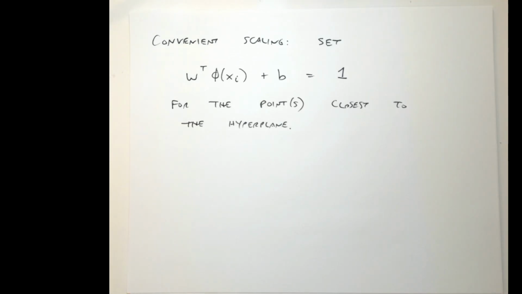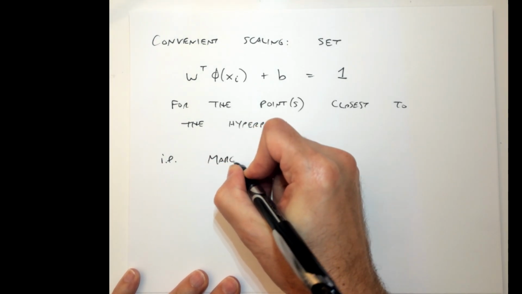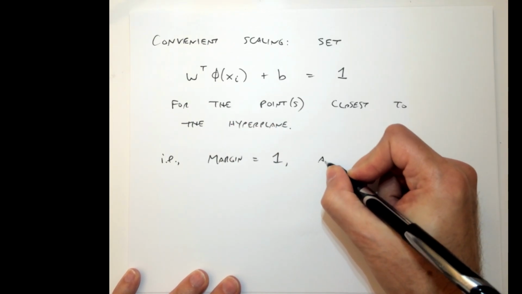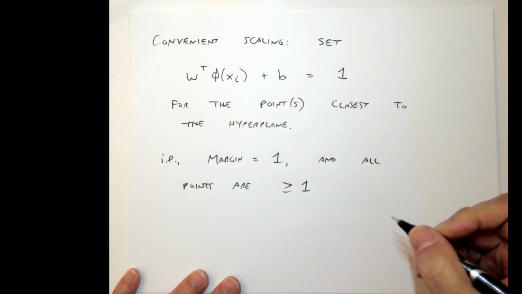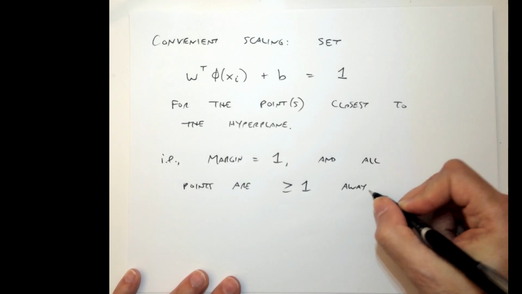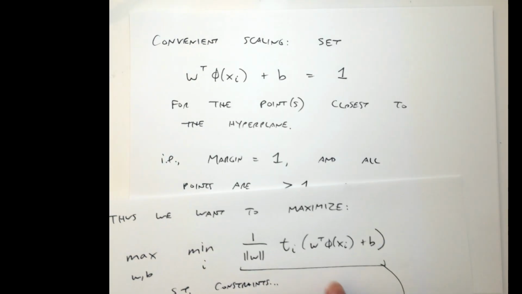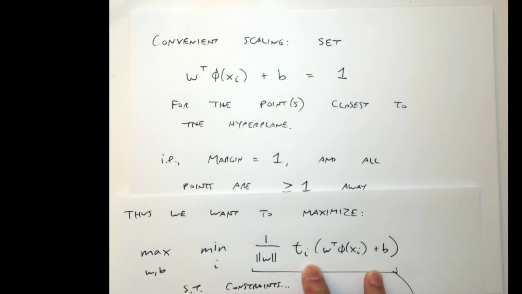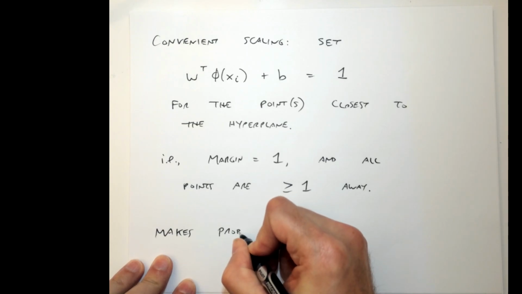That's like saying, I'm going to tell you that I want you to set this problem up in such a way that the margin equals 1, and all the points that are not on the margin are further away than 1, right? So that's like saying that the margin is equal to 1, and all points are at least 1 away from the line. That makes life much easier, right? Because what that means is that this number here totally drops away. This makes the problem much easier.